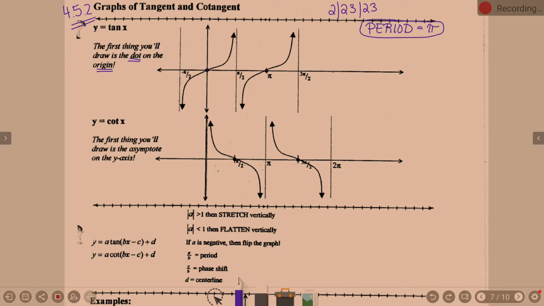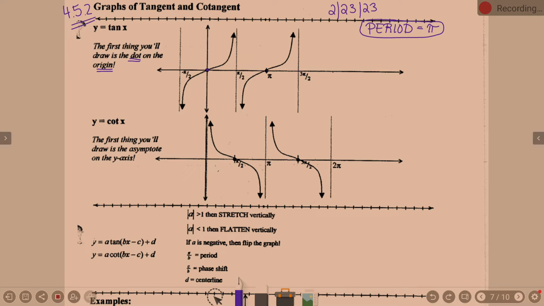The key to know about tangent is that it starts with a point, a 0, on the origin, no matter what, before any phase shift or anything. Now, with this in mind, you'll notice that tangent is an increasing curve. It reminds me a lot of y equals x cubed.